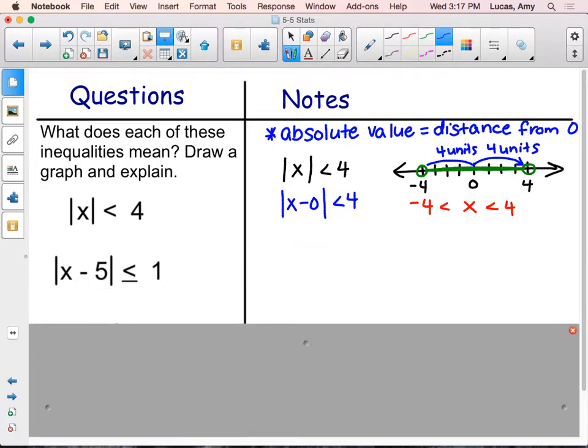Okay, so now you may notice on the next one, we have not just the absolute value of x, but it's x minus 5, and that distance is less than or equal to 1. So we're not talking about the distance away from 0 on this one. We're actually talking about the distance away from the number 5.